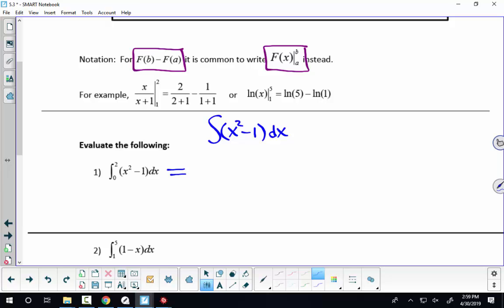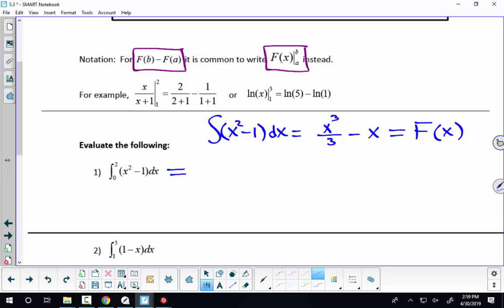X cubed over 3 minus x. Power rule, we have x cubed over 3, the antiderivative of x squared, minus the antiderivative of 1, which is x. So that's our capital F of x. That is our antiderivative. Notice we're not adding a plus c because the previous page shows us that when we subtract those things, the c's cancel out.